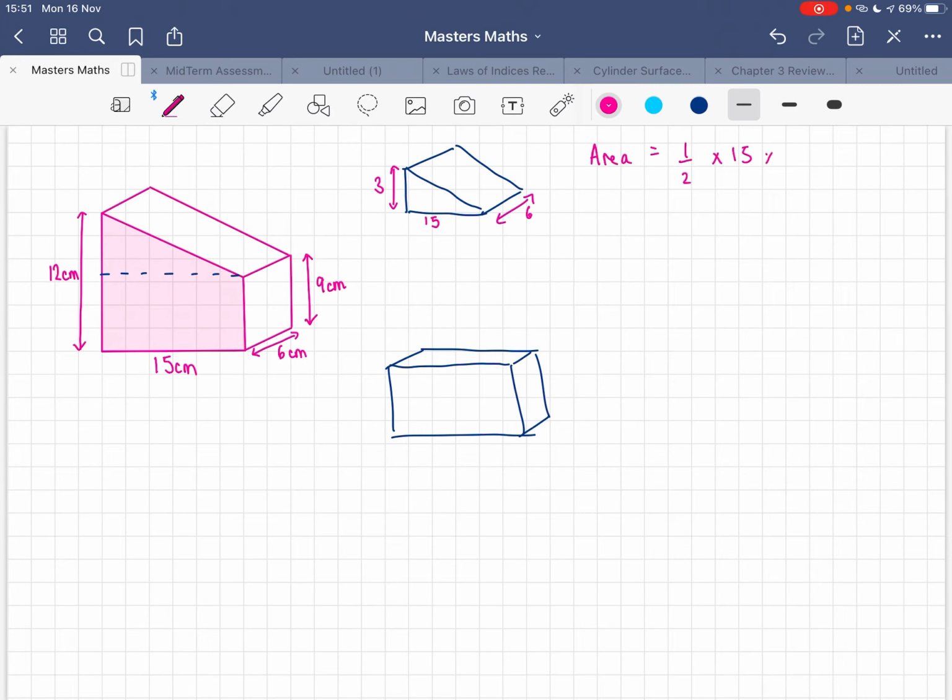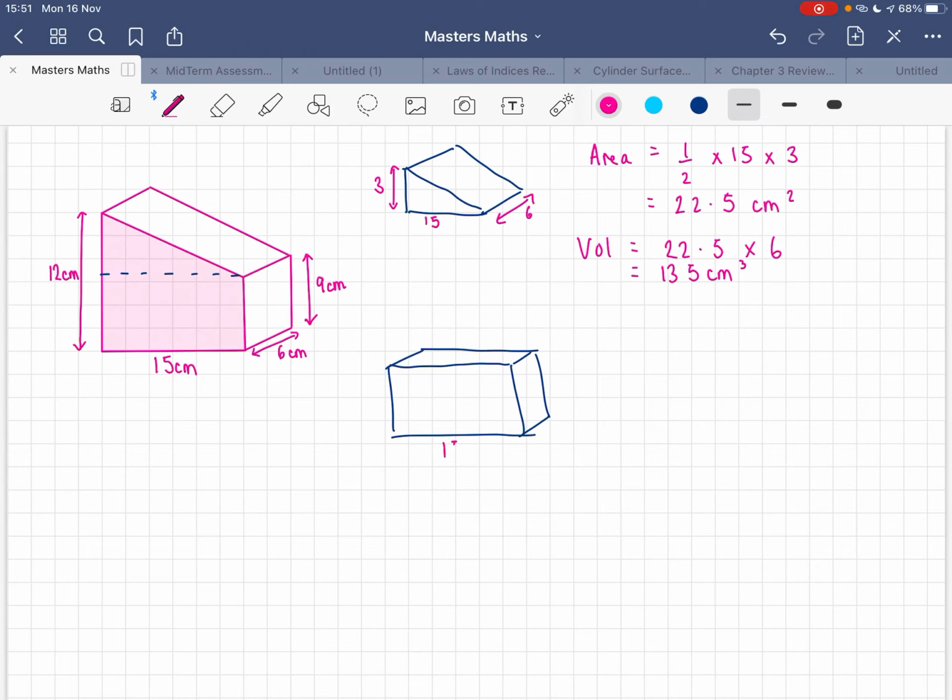So area is half times 15 times 3. 15 times 3 is 45, divided by 2 is 22.5 centimetres squared. And then to find the volume, we're going to multiply that by 6. Really easy. 22.5 times 6 is 135 centimetres cubed for volume.